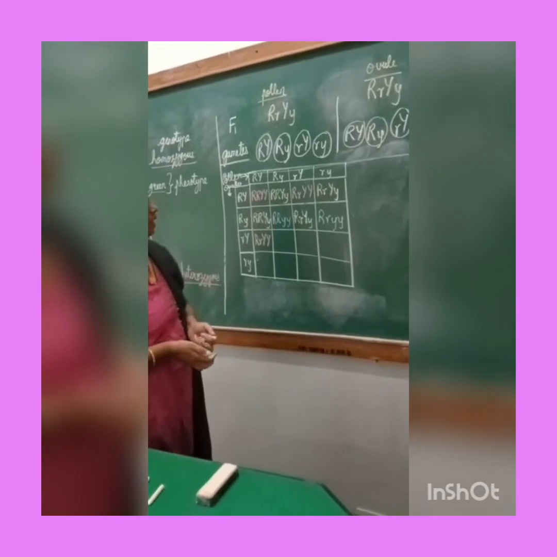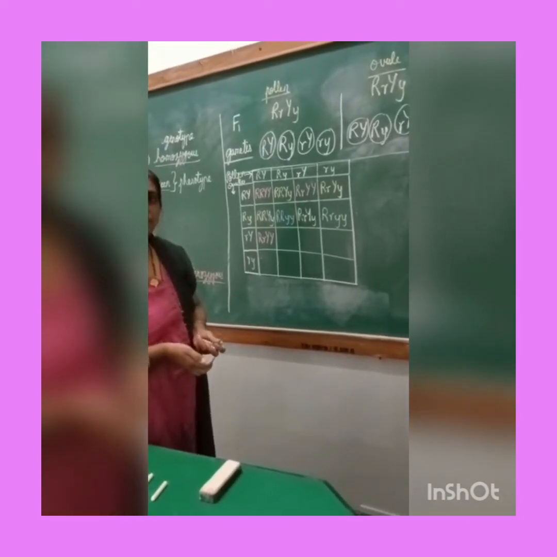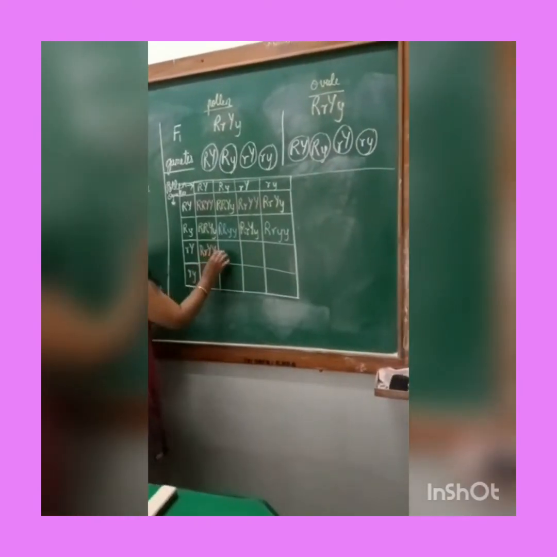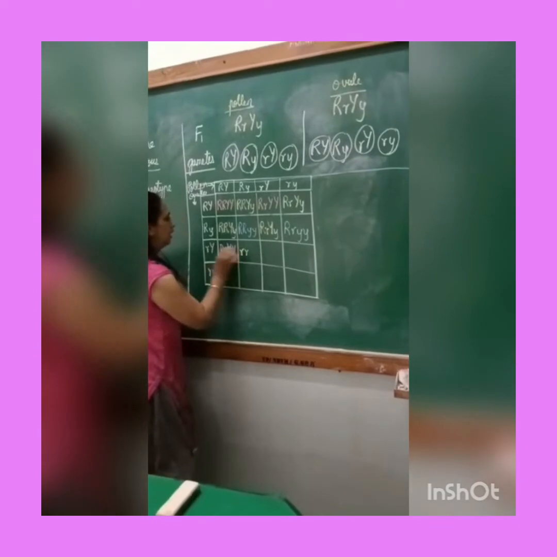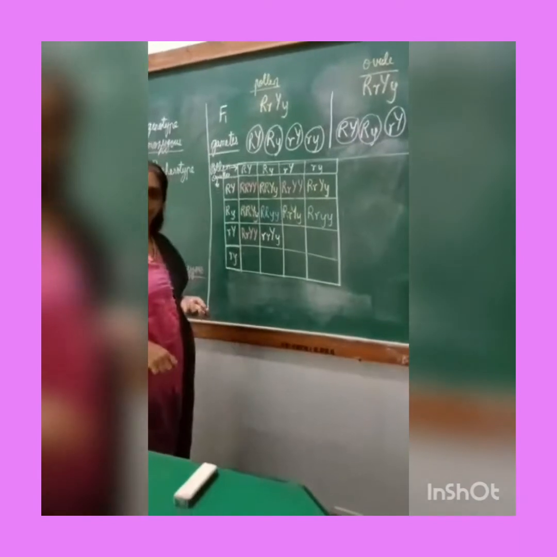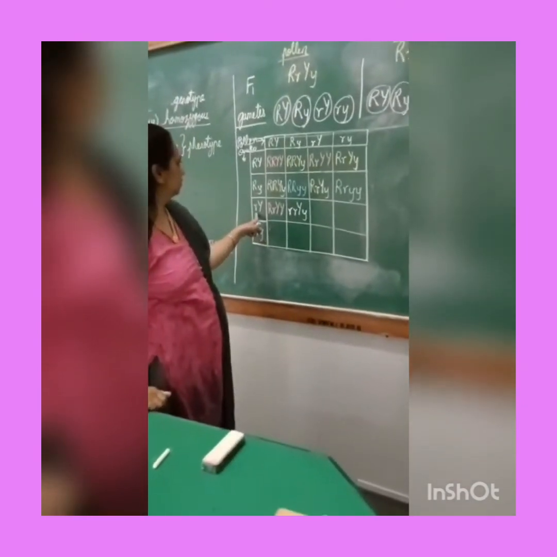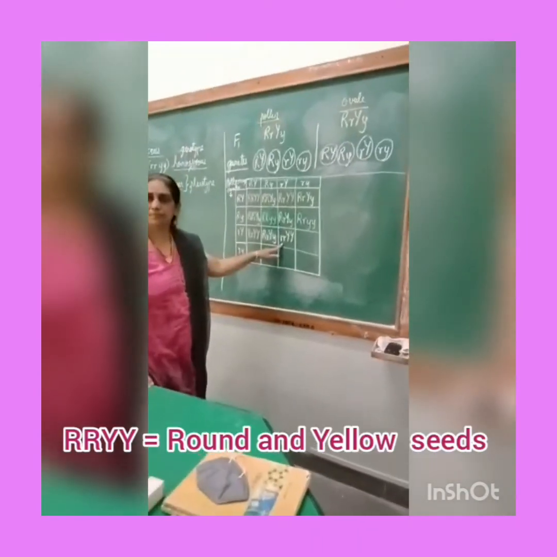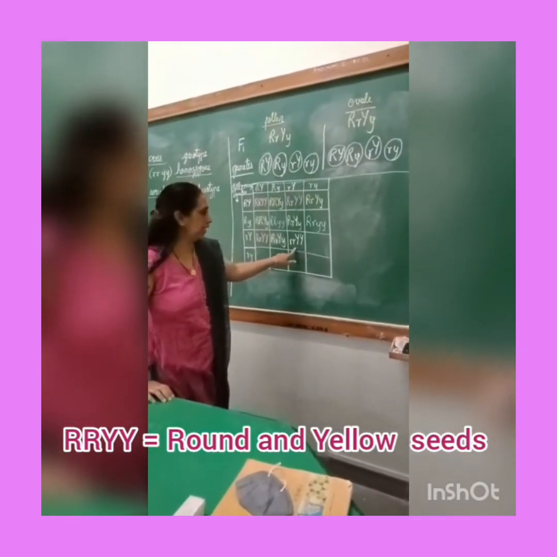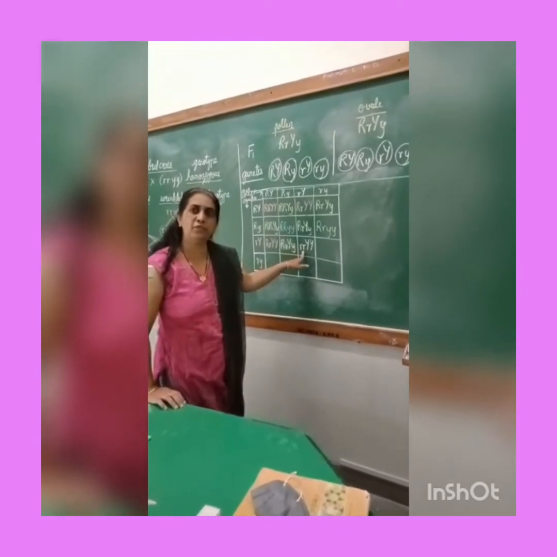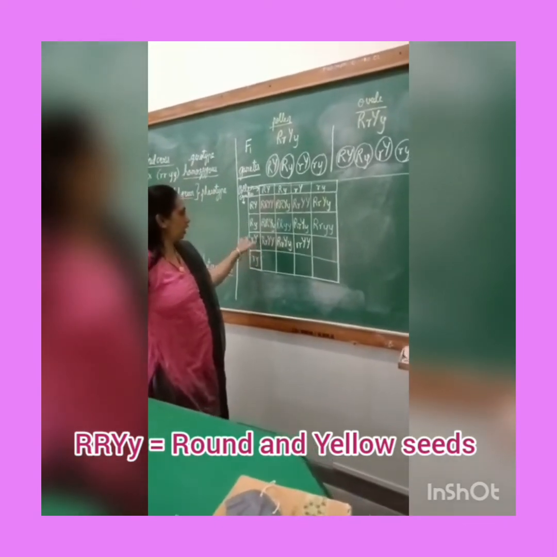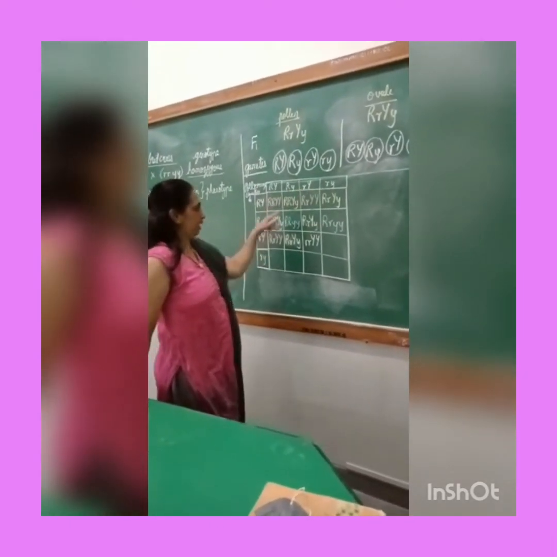Next combination, small r, capital Y, capital Y. Do we have that combination yet? No, this combination is coming for the first time, so we will write it with a different color. Small r, capital Y and small y. Phenotype will be wrinkled and yellow, because there is no dominant gene for roundness over here.